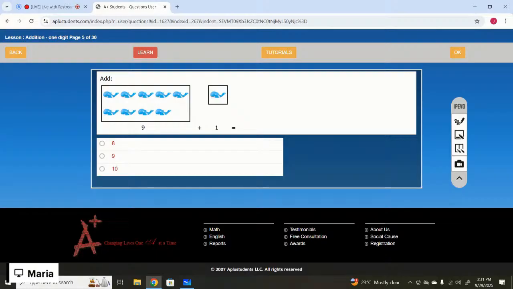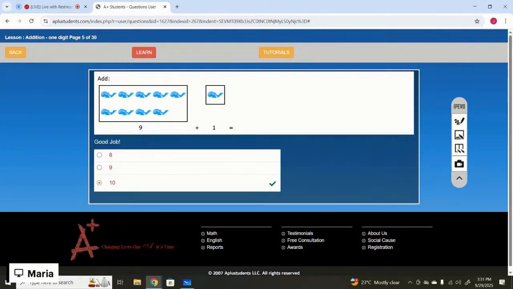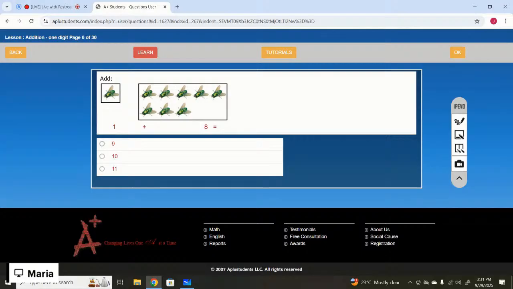9 plus 1. Let's count them together. They are 1, 2, 3, 4, 5, 6, 7, 8, 9, 10. The correct option is 10. Option number 3 is the correct option.